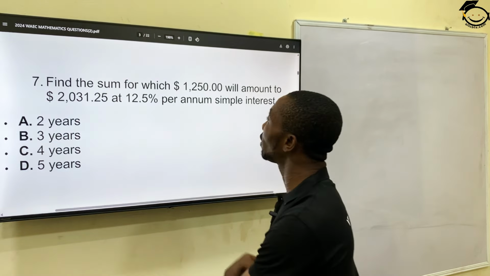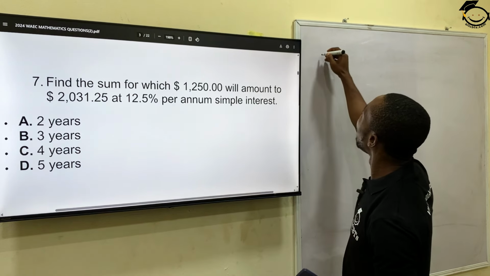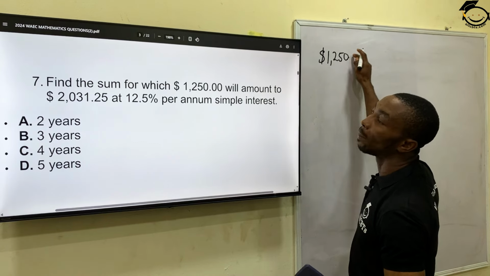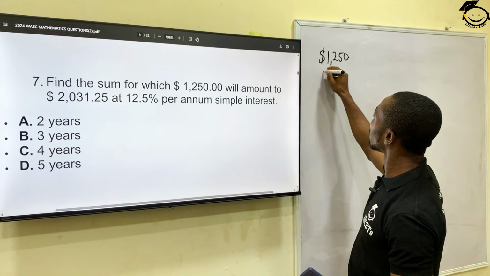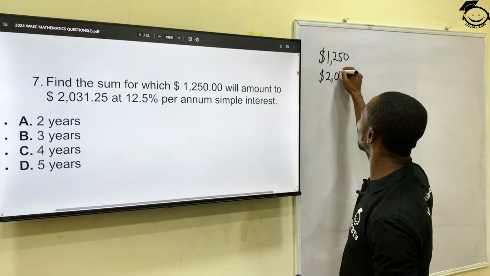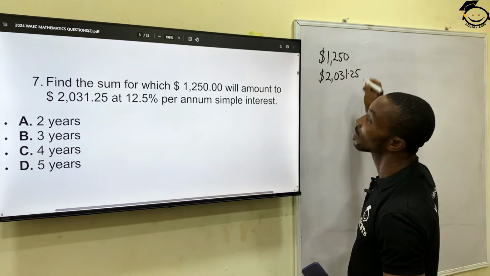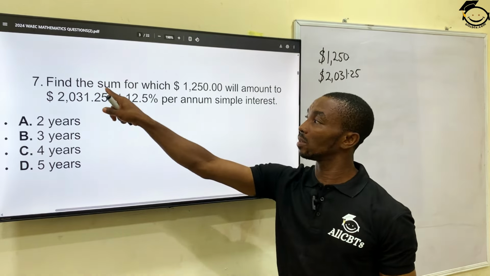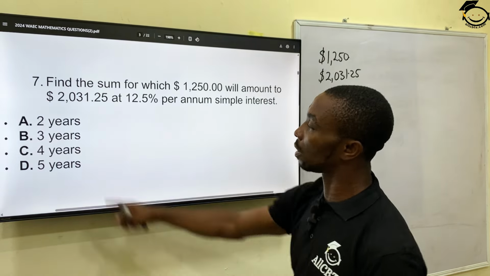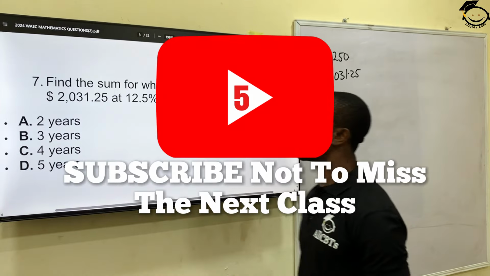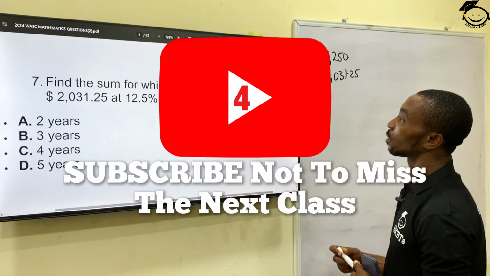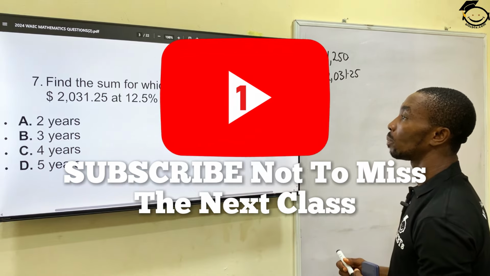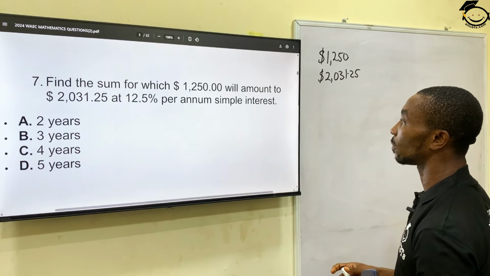Find the sum for which $1,250 will amount to $2,031.25 at 12.5% per annum simple interest. Now, please, this should be find the time. This sum should be time because we are dealing with years here. So it should be: find the time for which $1,250 will amount to $2,031.25 at 12.5% per annum.